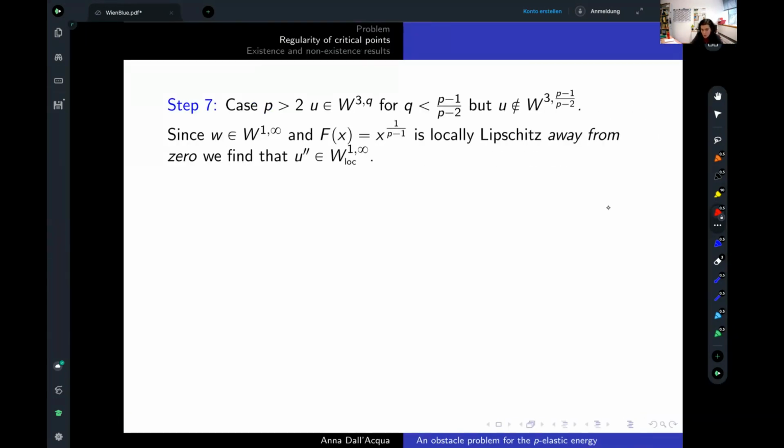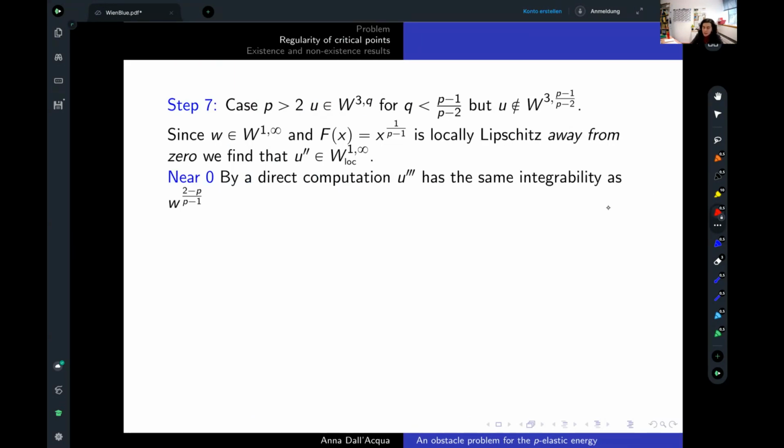So since W is W^{1,∞}, and the function taking the (p−1)-th root is locally Lipschitz away from 0, away from the boundary, we are W^{1,∞}_loc. So the problem is at the boundary point. At the boundary point, the obstacle is not present because we assume C to be strictly negative, so that comes the problem from the Euler-Lagrange equation.